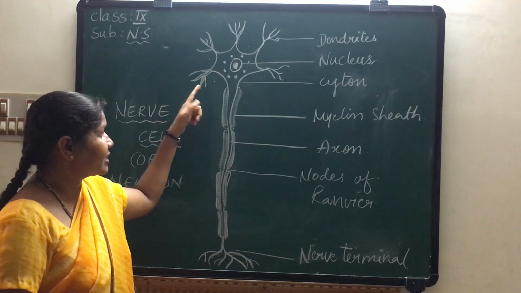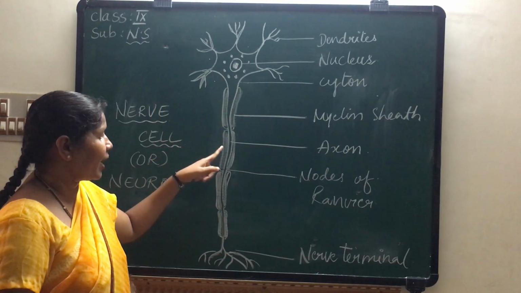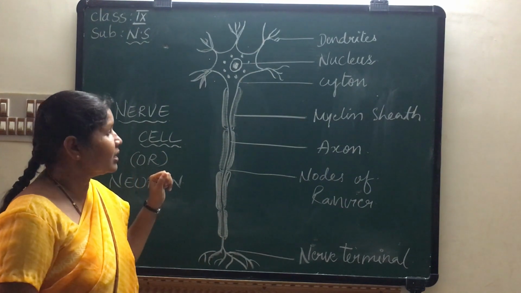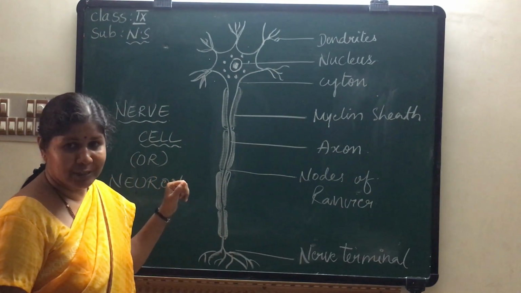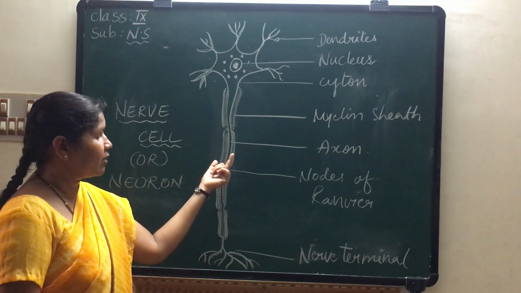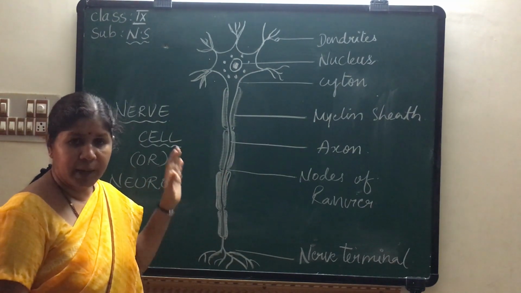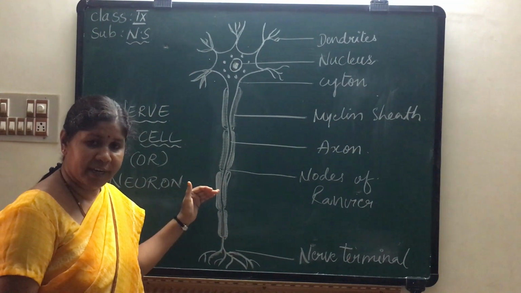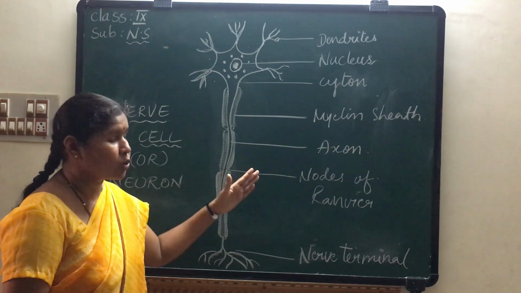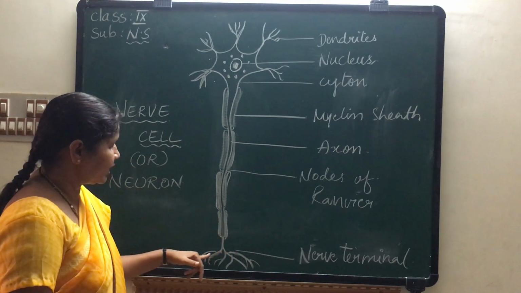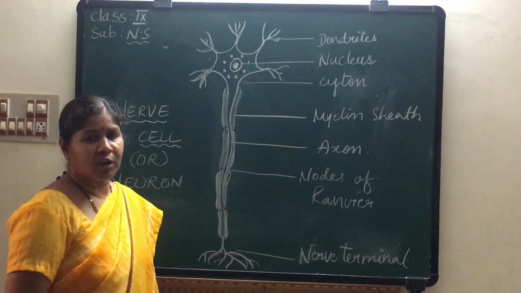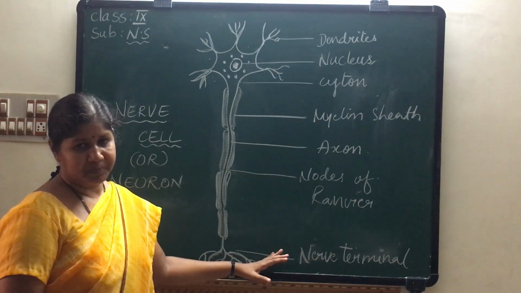And the next one is the long part called axon. This long unbranched structure is called axon. Axon is completely covered with the myelin sheath. In between the myelin sheath, you can find a gap which is known as nodes of Ranvier. And last, this axon once again is divided into small branches which are called the nerve terminal.